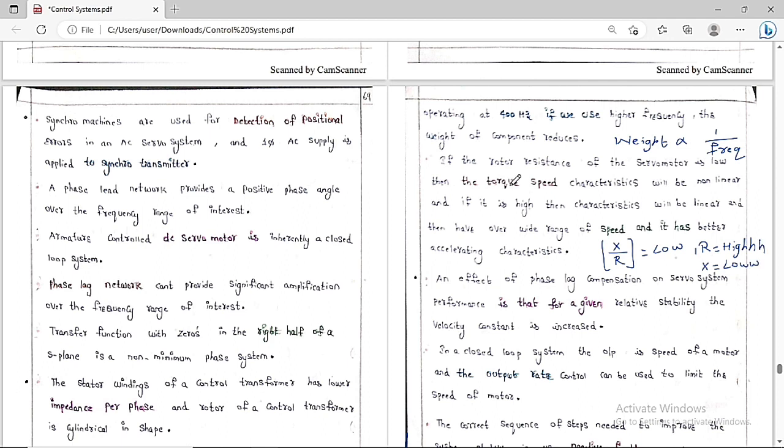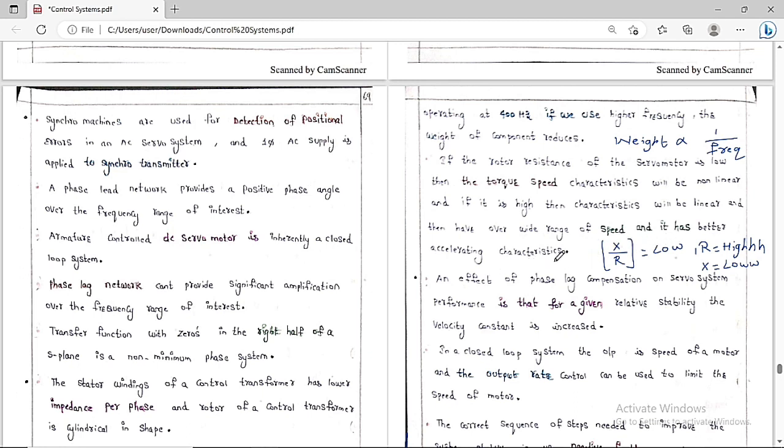Now we will see what is going to happen. Suppose the rotor resistance of the servo motor is low, then the X/R ratio is very, very high. So definitely you are not going to get a linear graph; we are going to get a non-linear graph between the torque and the speed. And if the resistance is high, the X/R ratio is very, very low, then the characteristics will be linear over a wide range of speed, and it has better damping characteristics.